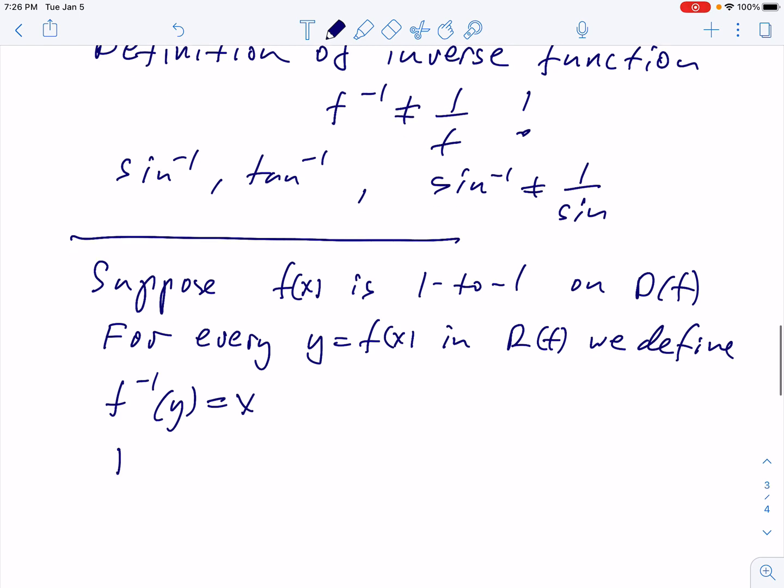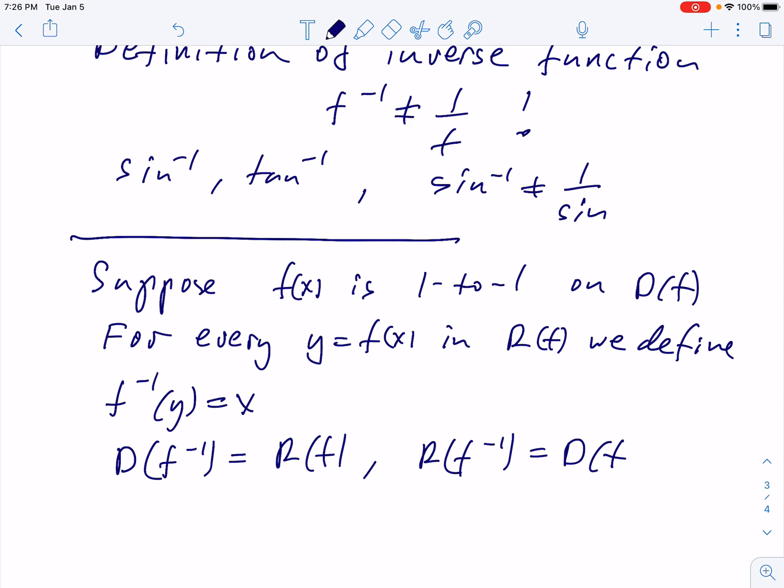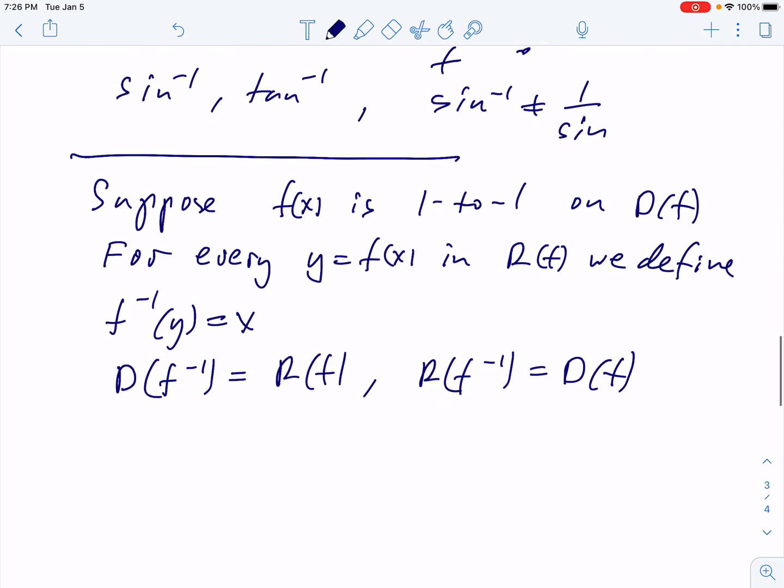In this way, the domain of the inverse function is the range of the original function, and the range of the inverse function will be the domain of the original function. And we have such basic relations. The basic relations actually describe the definition completely.